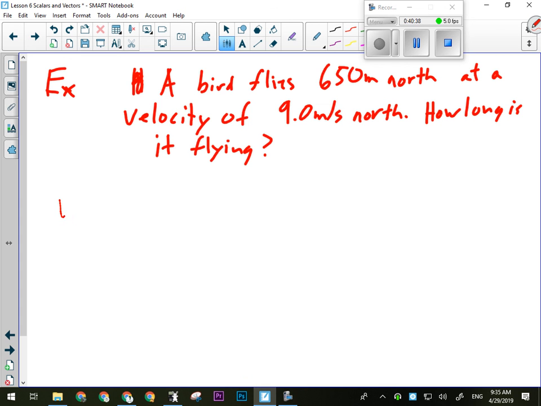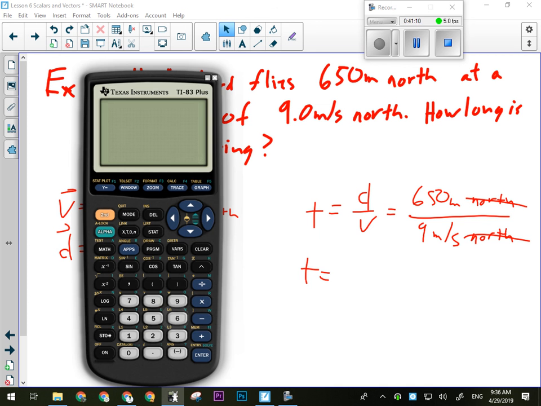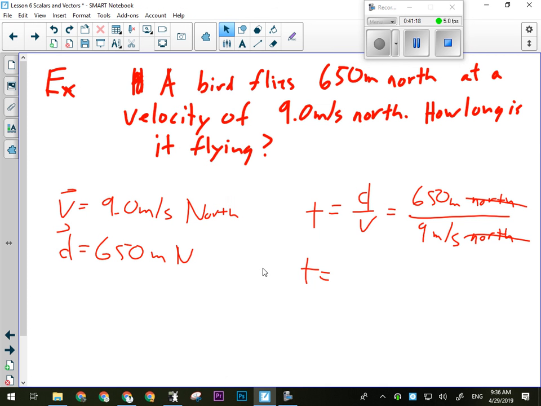So we have a velocity of 9.0 meters per second north. We have a displacement of 650 meters north, and we're looking for the time. So T equals D over V, same as it did in the last one. That'll be 650 meters north divided by 9 meters per second north. The norths are going to go away, and we'll be left with the time, 650 over 9. So this is going to take 72 seconds.